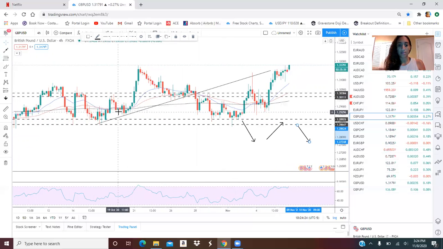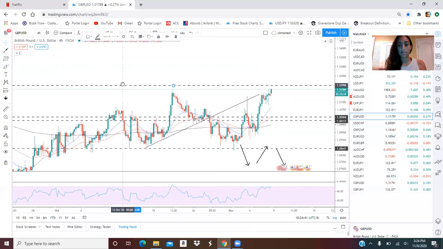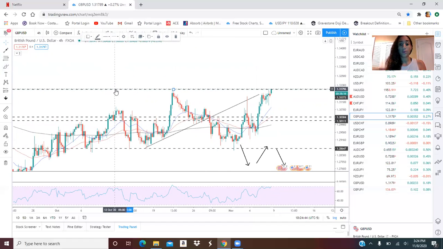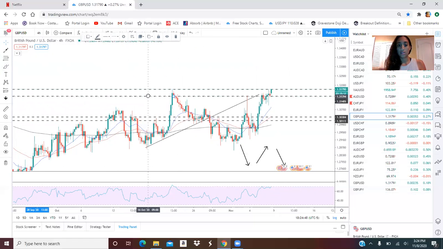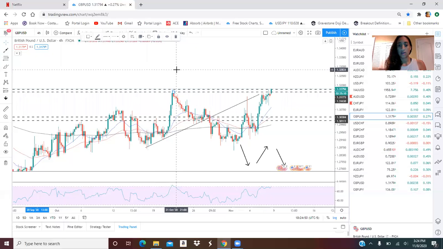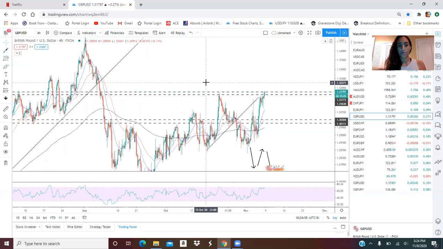Price could have stopped right here at this little structure and reversed. So it completely has to break structure for me to get in, not only the trend line, but structure. For instance, if I wanted to get into a buy in general in this pair, I would definitely have to see price break through this structure completely.